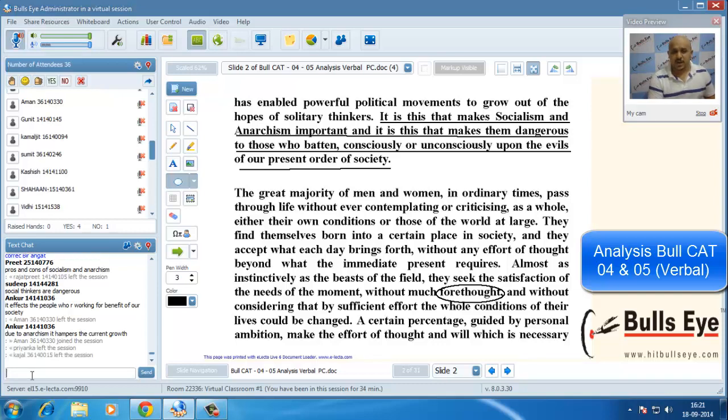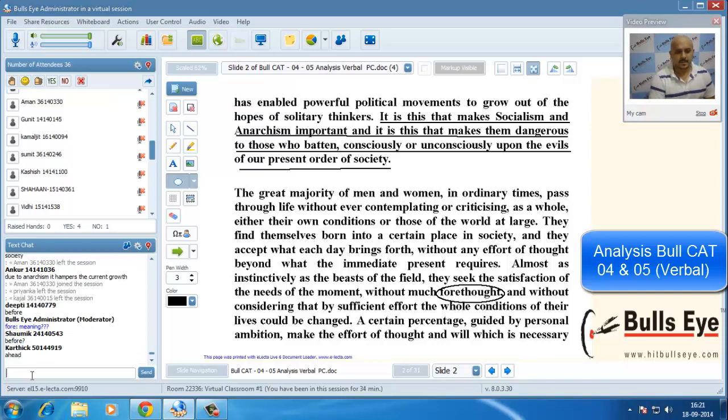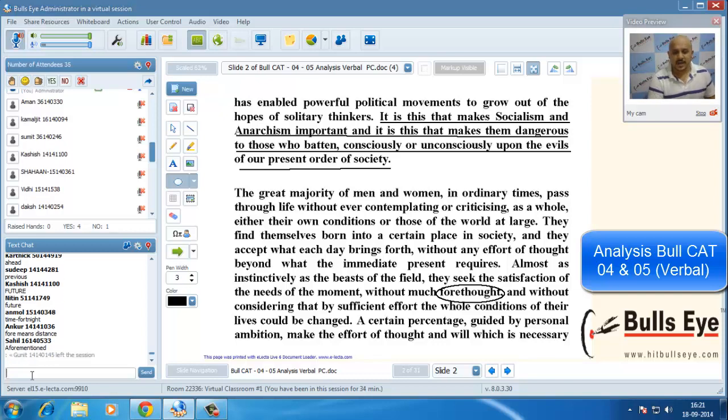Second question for you guys. How many F-O-R-E related words do you know? F-O-R-E. What does it mean? The root F-O-R-E. FORE refers to the future, doing something beforehand, doing something in advance. FORE related words, quickly, FORE related words.